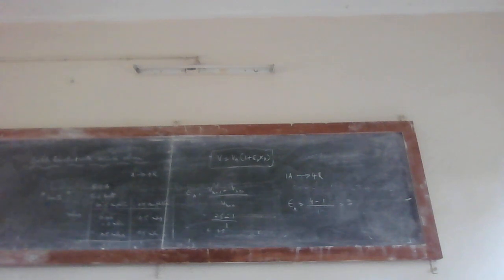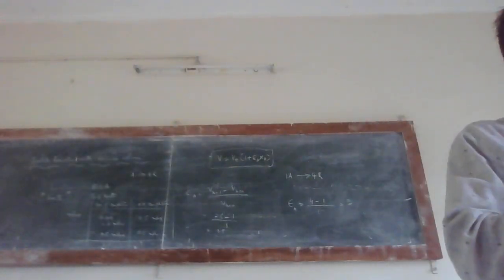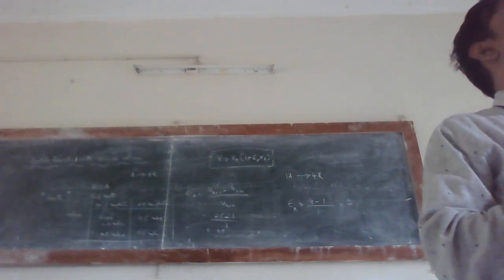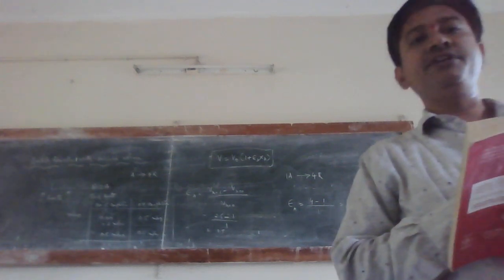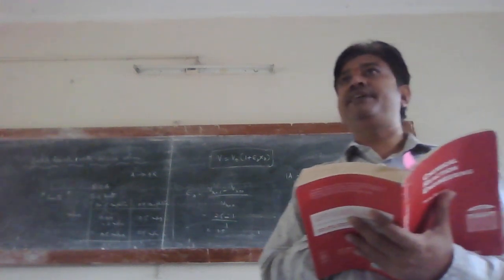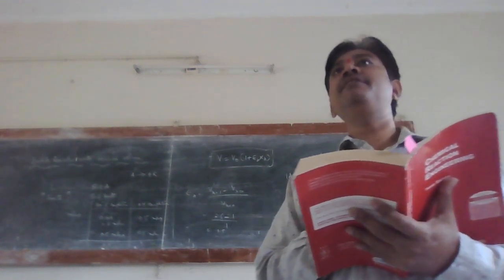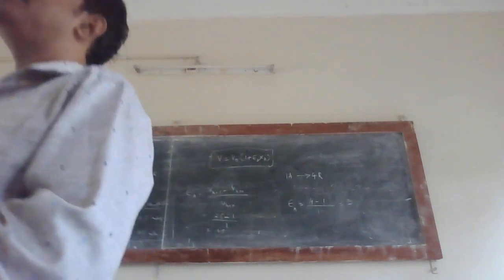You may be on the left hand side. Your V is changing. V is equal to V naught into 1 plus epsilon A XA, equation 6.63a. Is it okay? What is epsilon A there? Fractional change in volume. What is XA there?